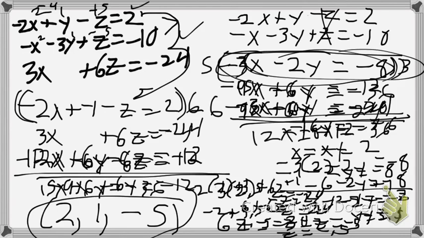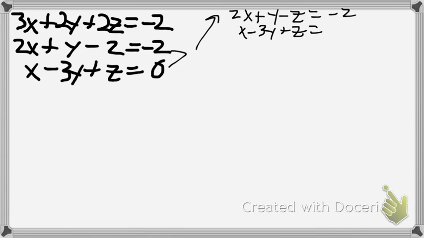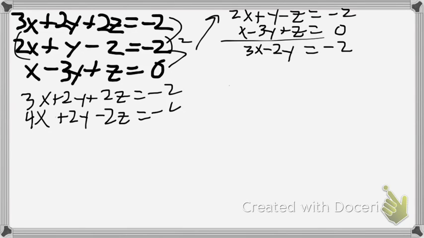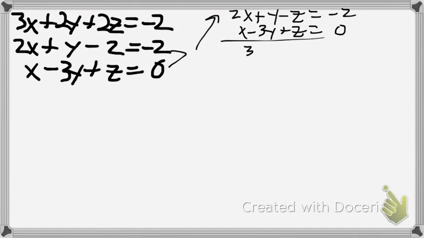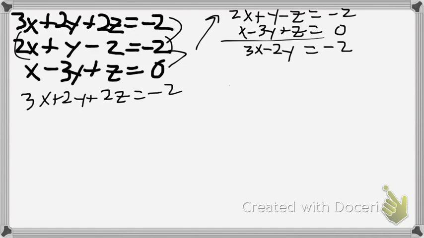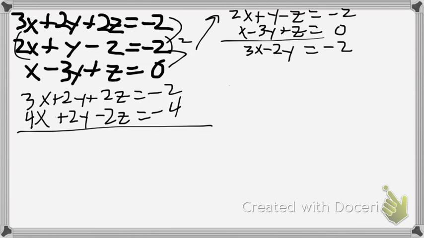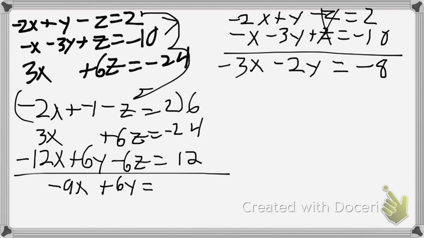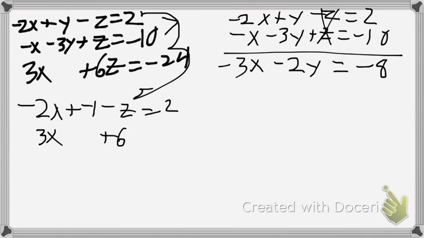So we have negative 2x. Whoa. I'm on the wrong one. Okay, so here we are.